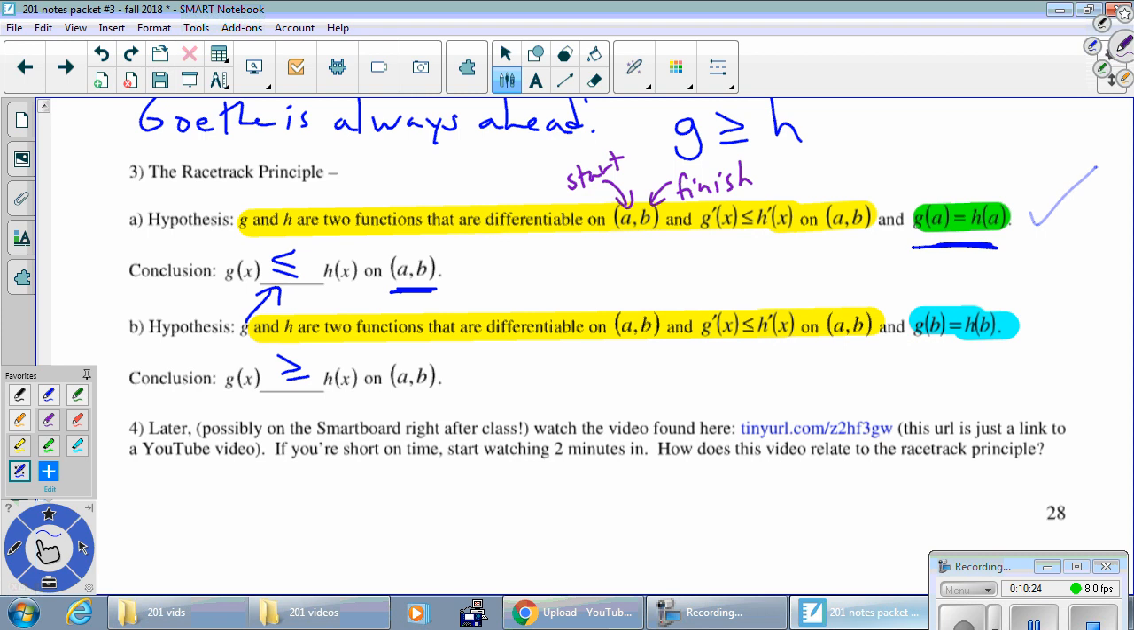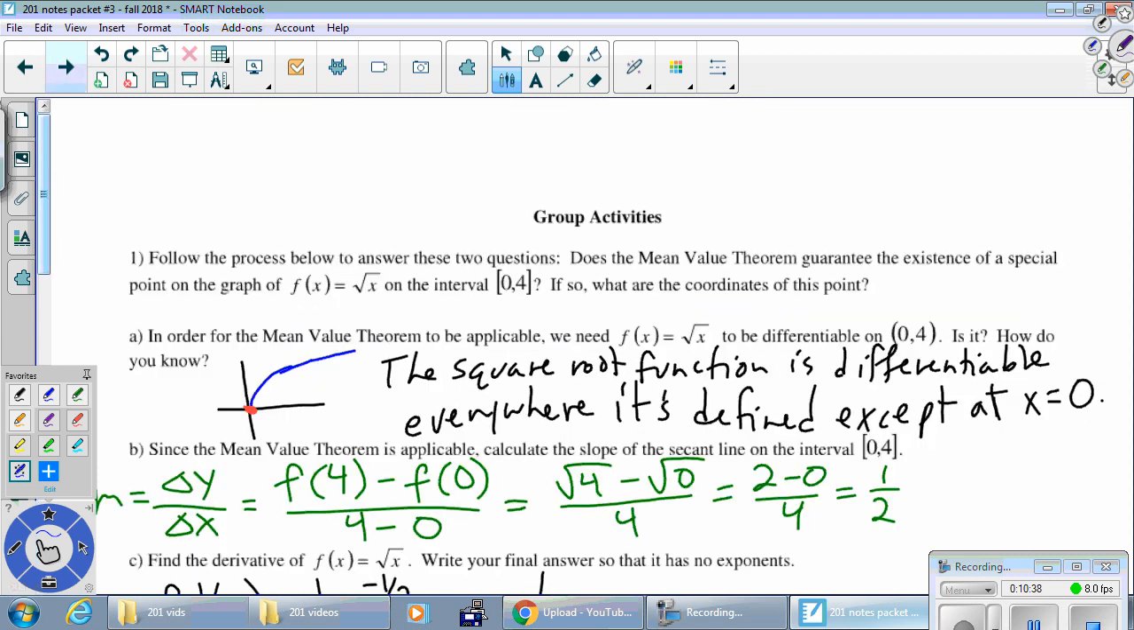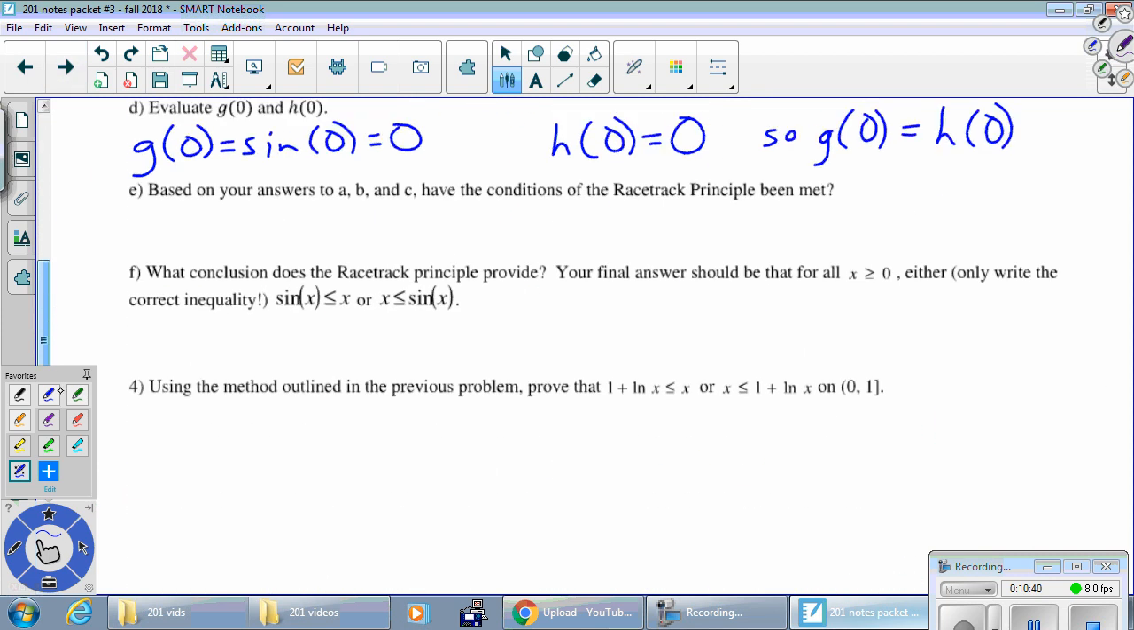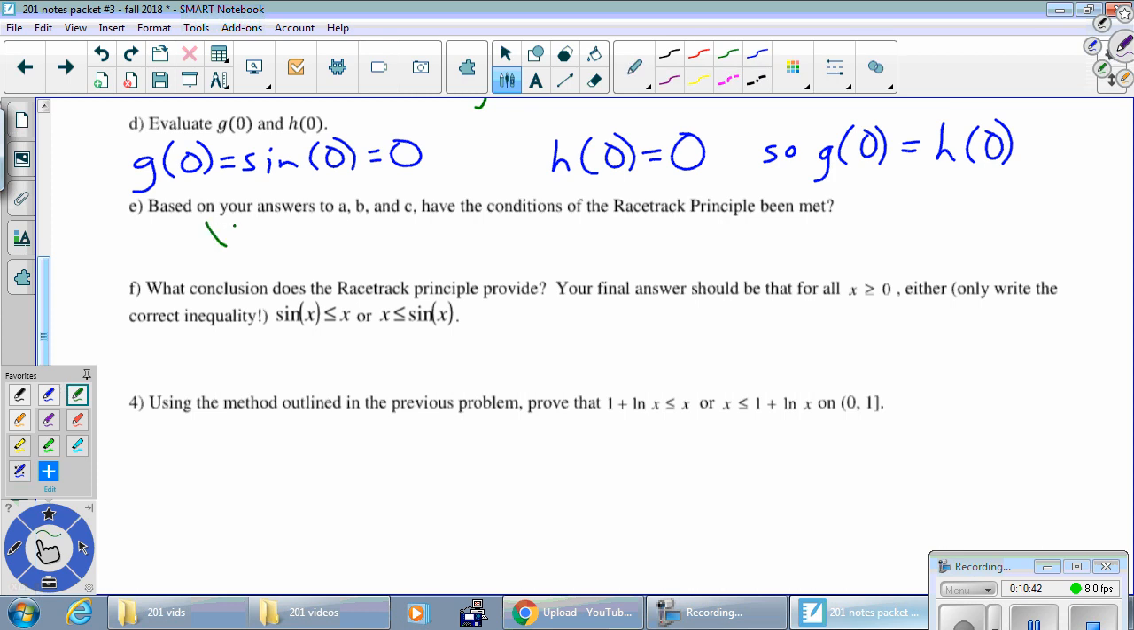Notice again, it's specific to this one. They're both starting at the same spot. If they ended at the same spot, the inequality flips over completely. So you've got to be really careful that you know which part of the racetrack principle you're applying. But ours is this one. G of x is less than or equal to h of x all the time. Have the conditions been met? You bet. What's the conclusion?